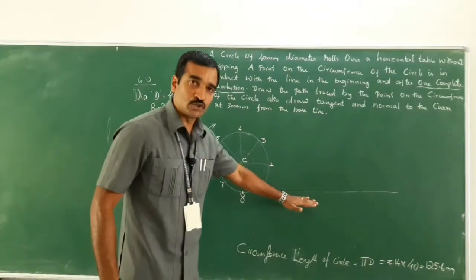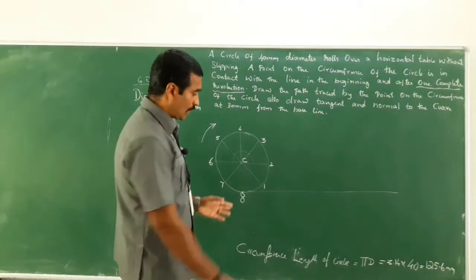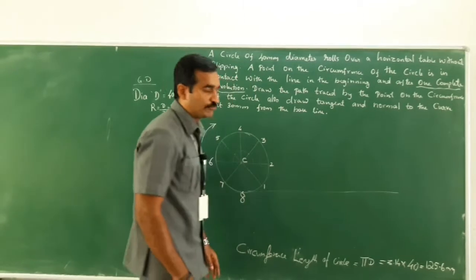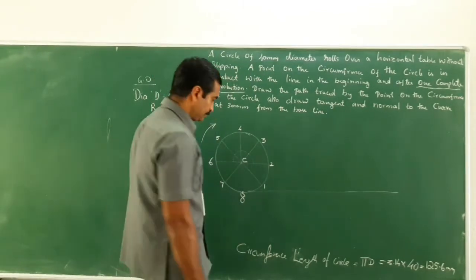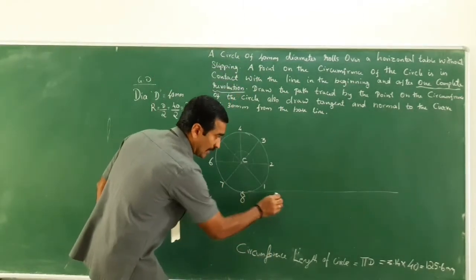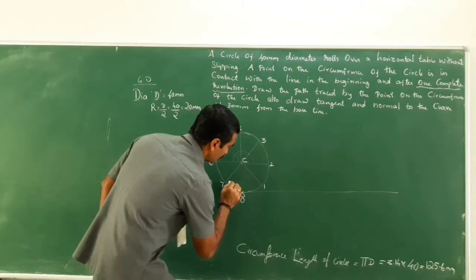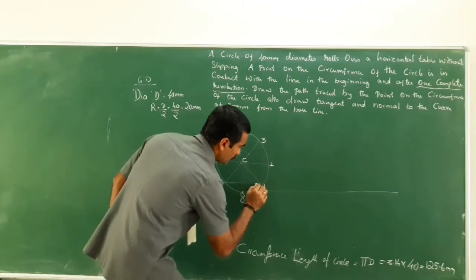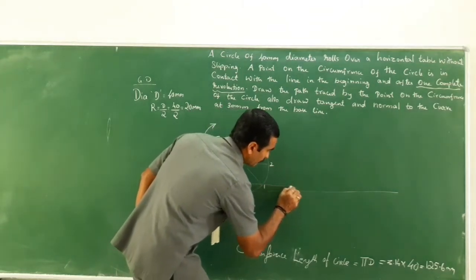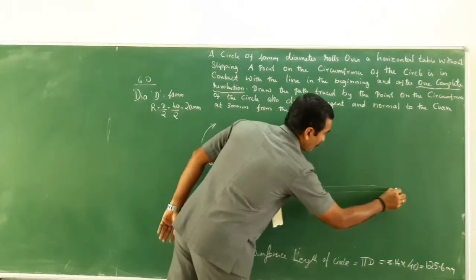Now, draw horizontal lines passing through points 1 and 7, 6 and 2, 5 and 3, and 4. Draw a parallel line to the baseline of length 125.6. So, 7 and 1 pass through the same line.